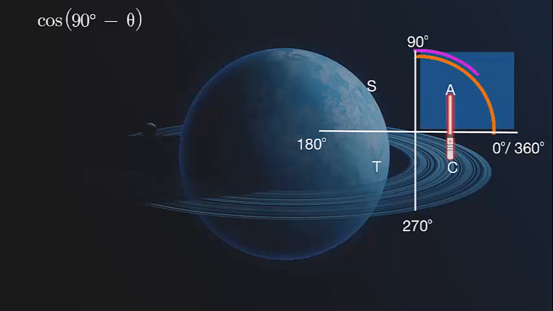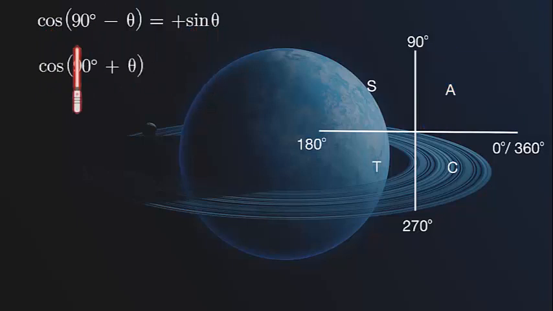Now please follow the steps. Now that we know in which quadrant we are, we go and look at the function that was given. The cosine in the first quadrant is positive, so we write the positive sign. Then we change the cosine to a sine function and we write the acute angle. Got it?